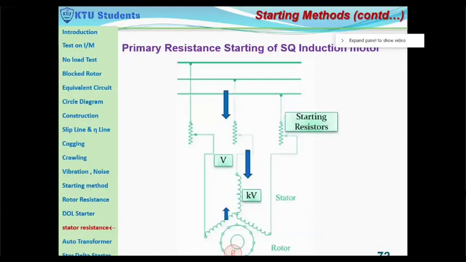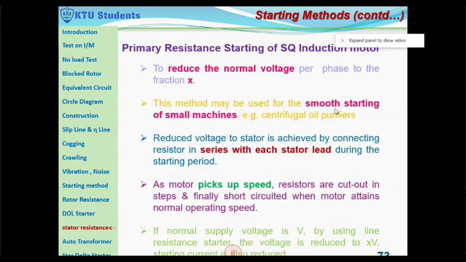So in the case of primary resistance starting, you have starting resistors that are connected in series with the stator winding. So a reduced voltage can be applied. In the starting condition, the full resistance will be there. In the running condition, the resistance will be cut out. So smooth starting of the machines is possible. As the motor picks up speed, the resistors are cut out in steps and finally short circuited.